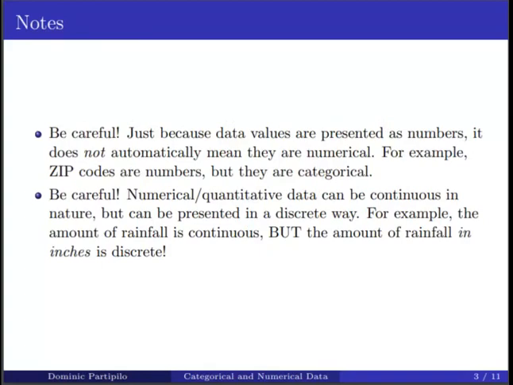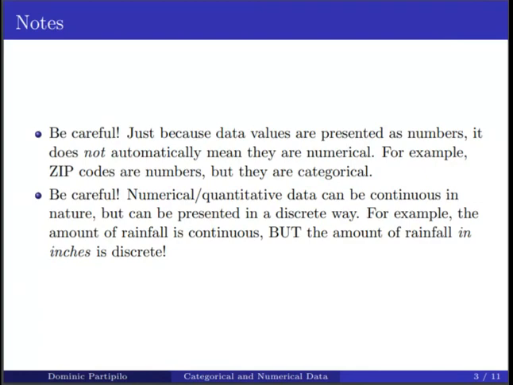Just a couple things to be careful of here. Just because data values are presented as numbers, it does not automatically mean that they're numerical. The very best example of this would be zip codes. Zip codes are numbers, but they're categorical.